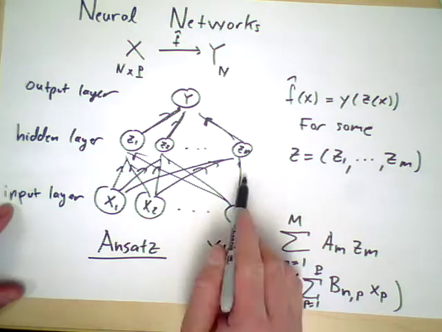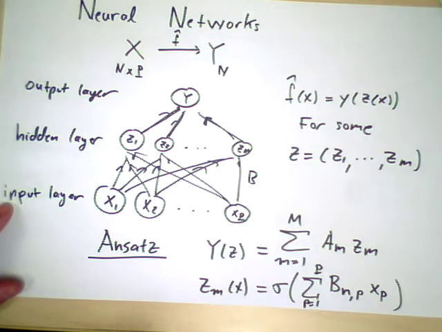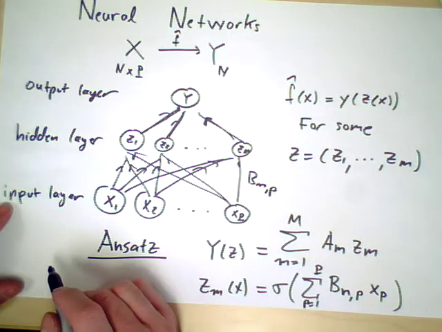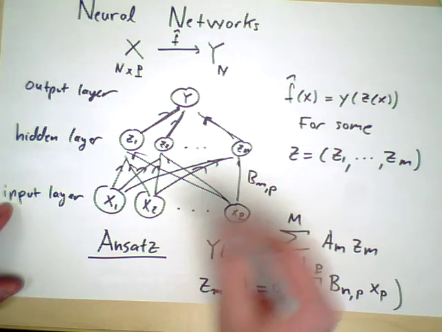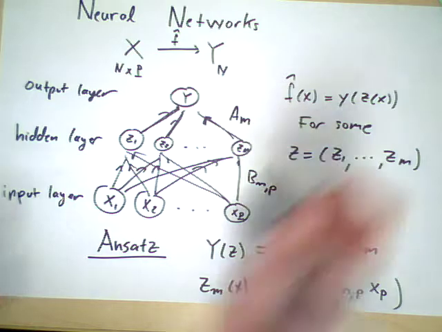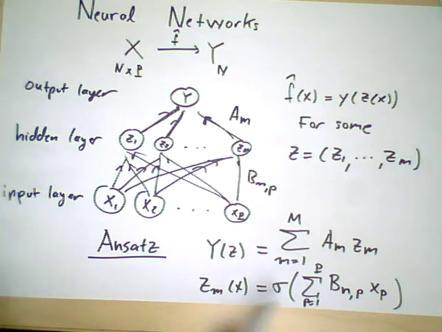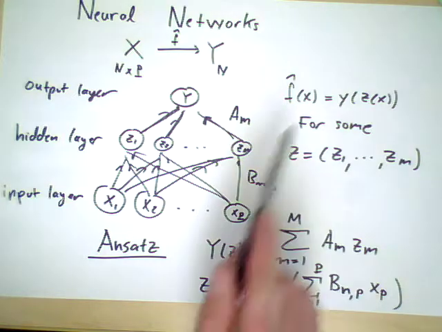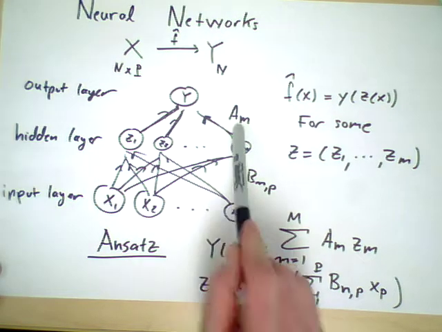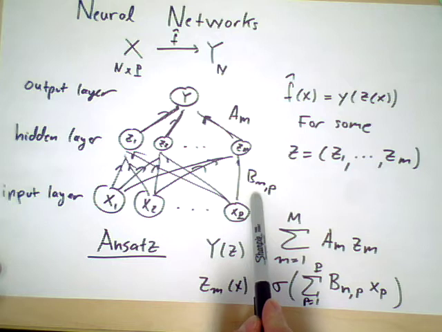And each of these arrows here represents one of the coefficients bmp, or capital M times capital P of those. And each of these arrows here represents the coefficient am. So if the function sigma is fixed and known in advance, then what we're really trying to do here is generate these capital M coefficients and these capital M by capital P coefficients.